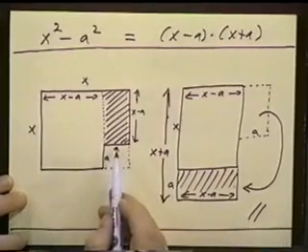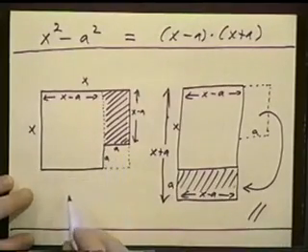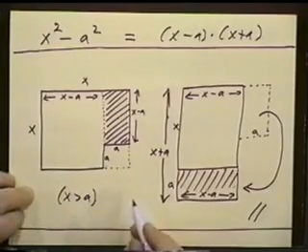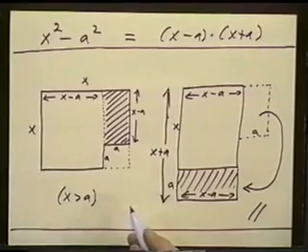Now, of course, I'm assuming that a is less than x here so that the picture makes sense. So x is greater than a here. But you understand the principle, I hope, and you've seen a nice picture to boot.